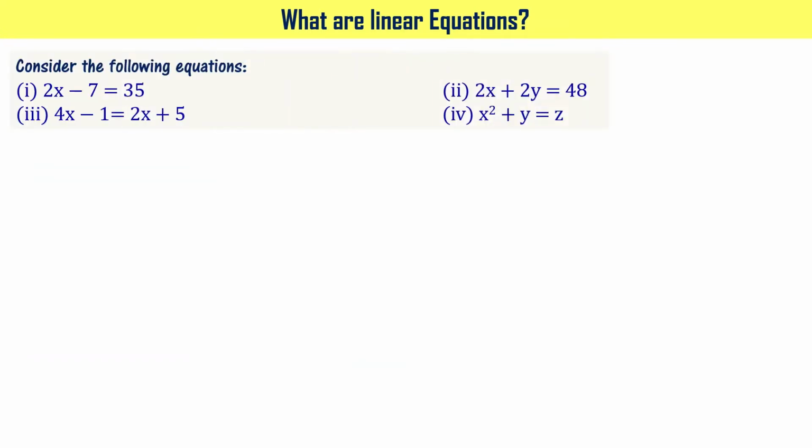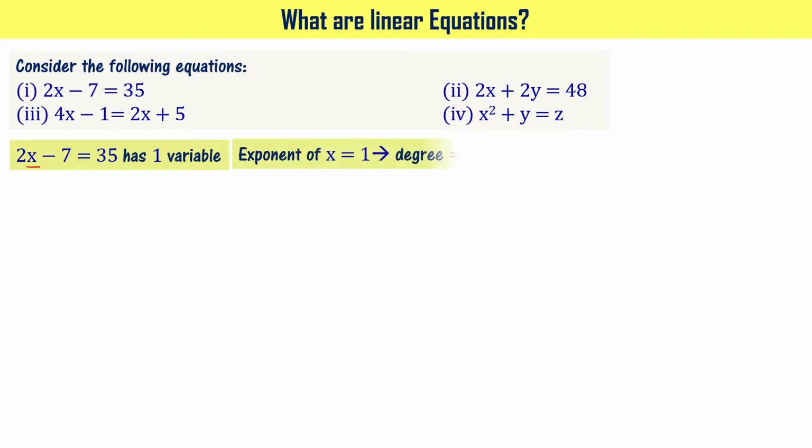Let us consider the following equations. We are given 4 equations. Let's try to understand what are linear equations, what are not, and what are linear equations in one variable and what are not. Let's consider the first equation, that is 2x minus 7 equal to 35, right? It has one variable, that is x, and if you observe, its exponent is 1. It means the degree of this equation is 1. Hence, I can say that this is a linear equation in one variable, right? I have one variable x and its degree is 1. That's why it is a linear equation in one variable.